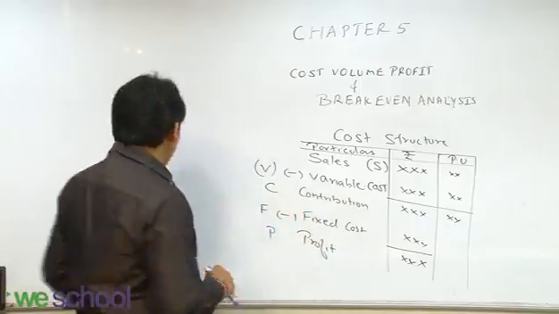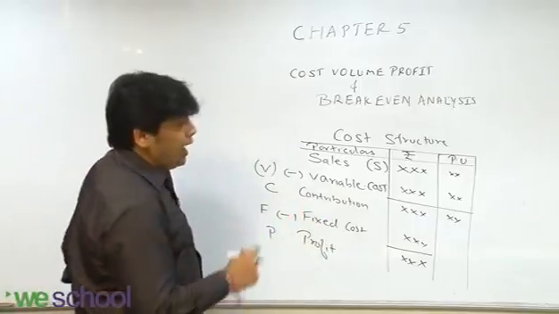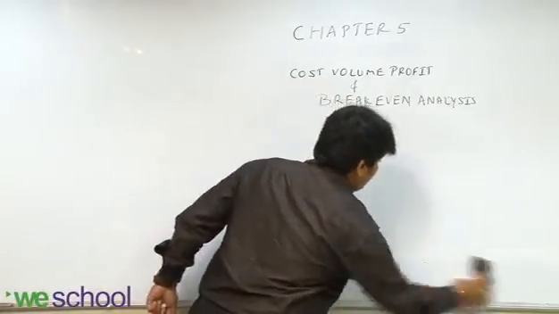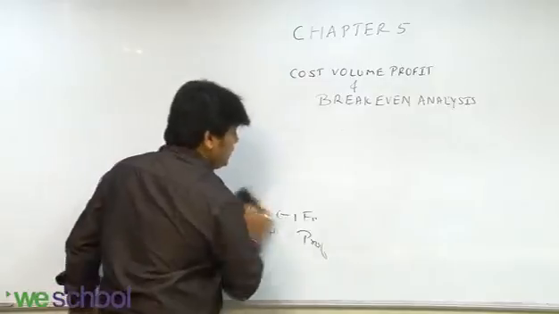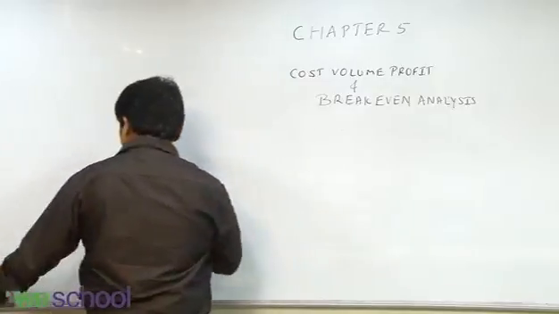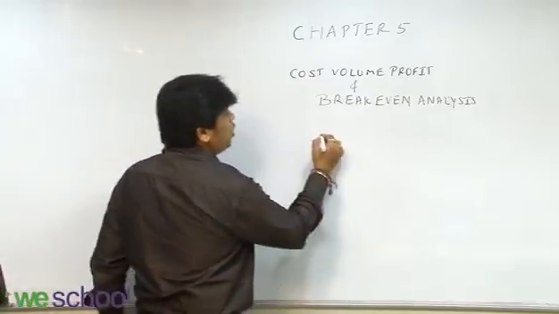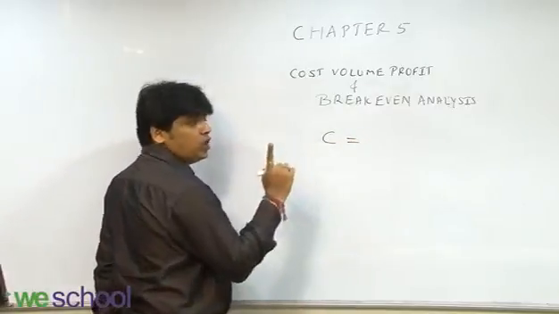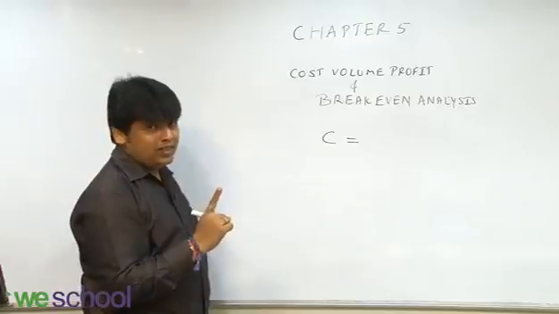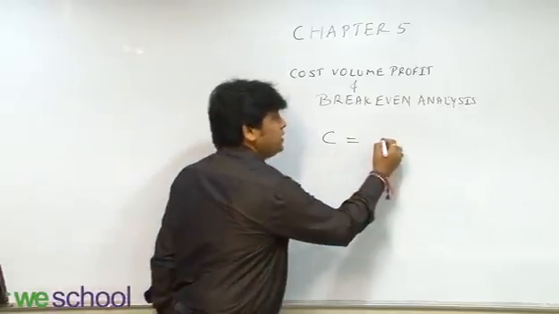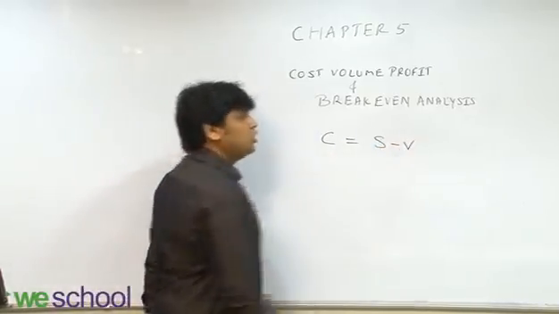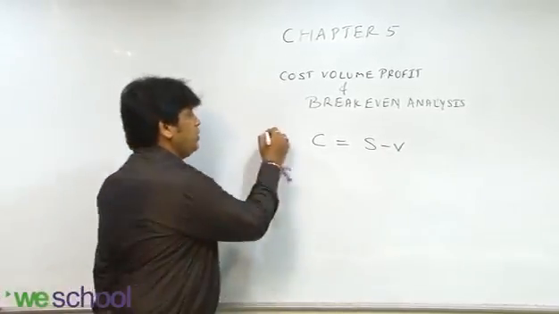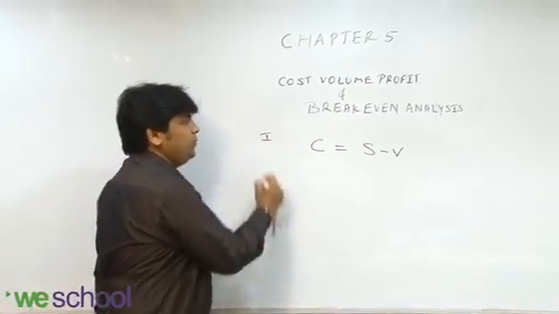I am giving you certain formulas, please jot them down. I am going to rub this. Now you have to follow the various formulas. The very first formula is contribution. I told you I will use short forms now. Contribution is sales minus variable cost. What is contribution? Sales minus variable cost. This is the first formula.